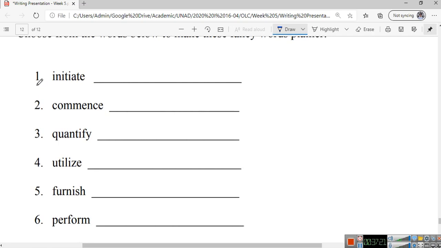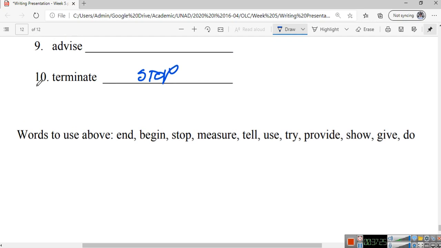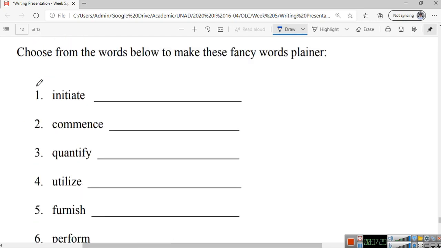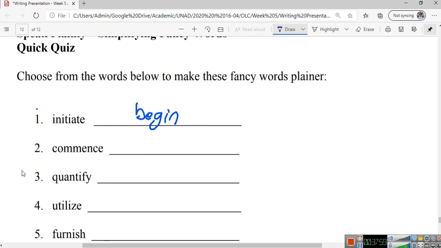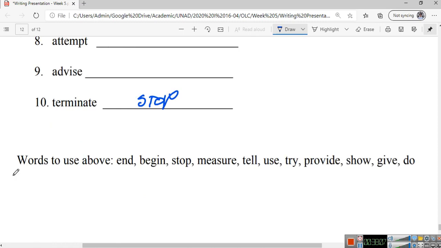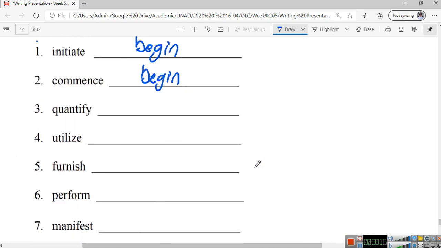Number one. Initiate is begin. Perfect. Begin. What about commence? Commence. Comenzar. Will be begin again. Begin again. Mm-hmm. How about quantify? Quantify, measure. Measure, yes. You got it. Very good. Measure. How about utilize?